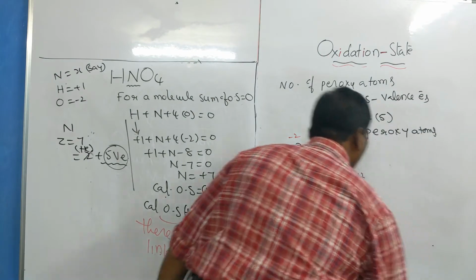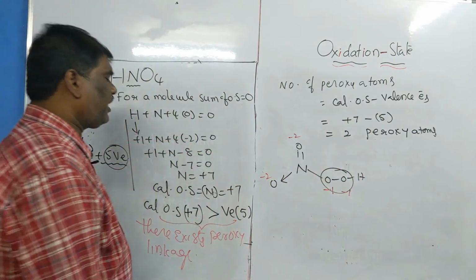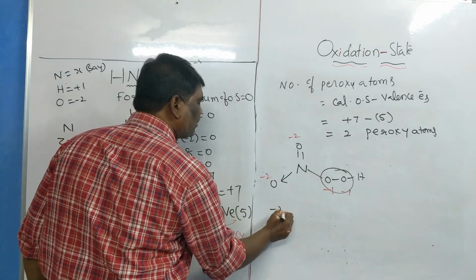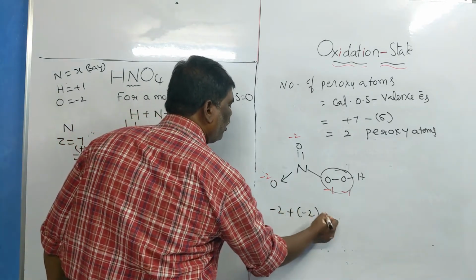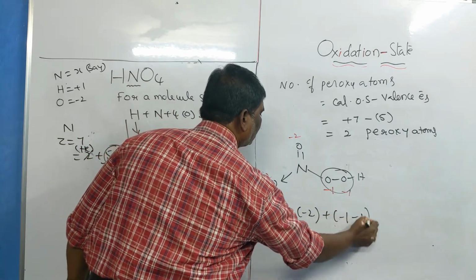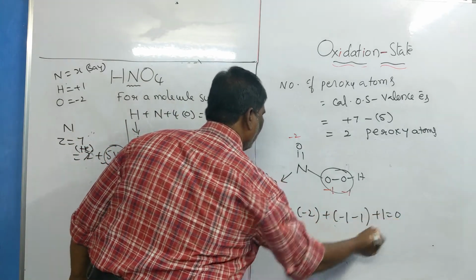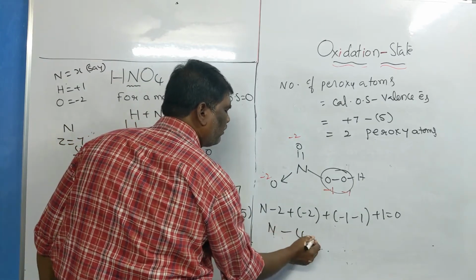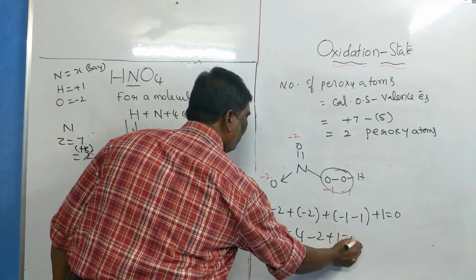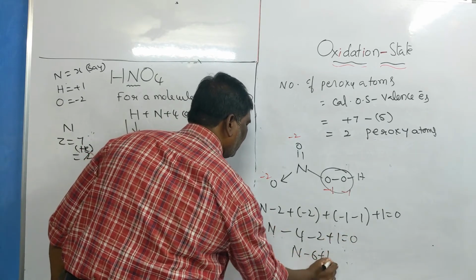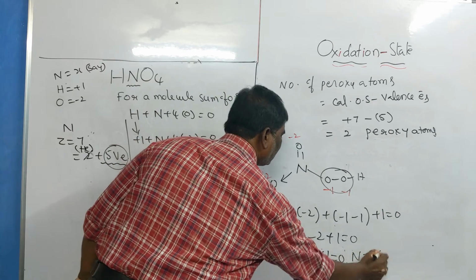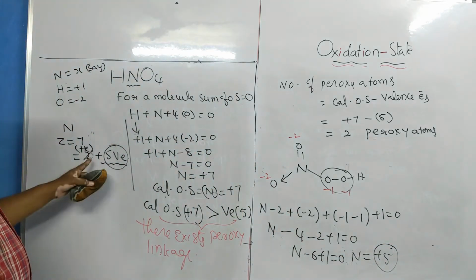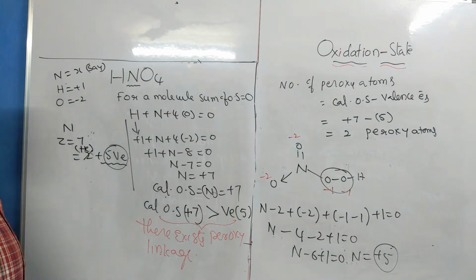The higher oxidation state is adjusted to valence electrons. Now let us calculate: -2, again -2, peroxy linkage -1 and hydrogen +1. Now you take the nitrogen atom: N -4 or -2 +1, or N -6 +1, so nitrogen is adjusted to +5. Thus we find peroxy linkage in the molecule.